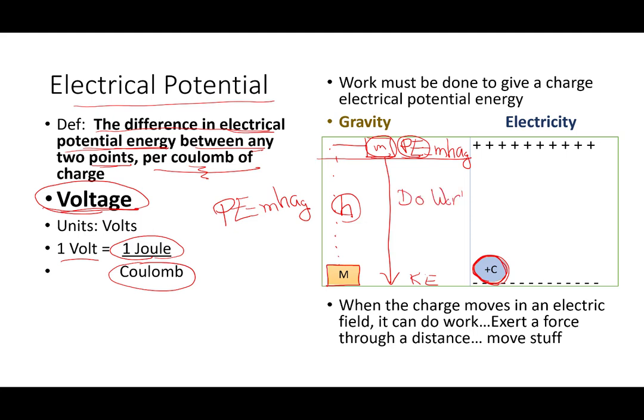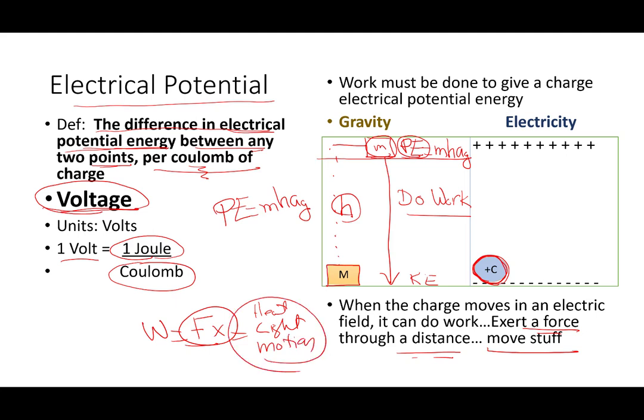Now, if you remember the physics definition of work, work is defined as exerting a force through a distance, and it can do work on stuff. It can exert a force through a distance. It can move stuff. It can create heat. It can produce light. It can produce motion.